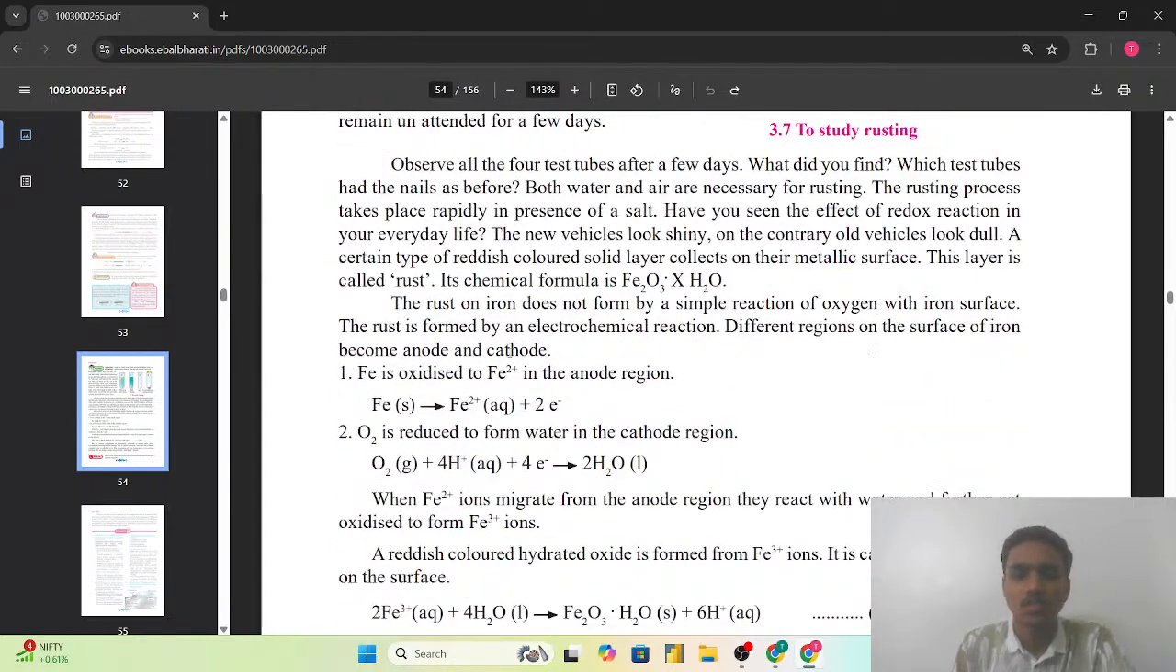Different regions on the surface of the iron become anode and cathode. तो ये एनोड क्या है, ये कैथोड क्या है? That is also, we have studied about the anode and the cathode. अगर आपको याद होगा तो we have studied regarding the anode and the cathode in the electrolysis of the water, that we are inserting the two different electrodes, that is anode and the cathode, and we have seen that hydrogen and the oxygen gases accumulated on the surface of these rods of the cathode and anode.